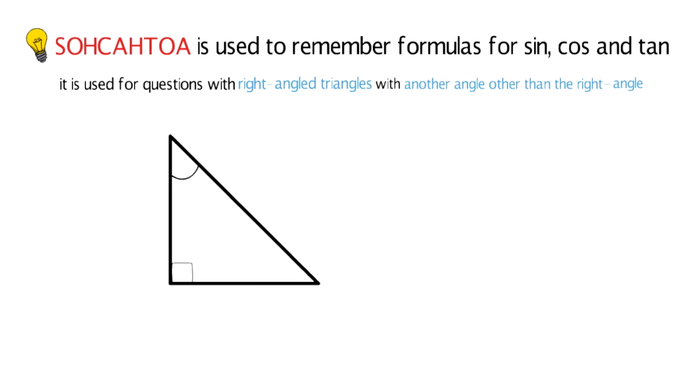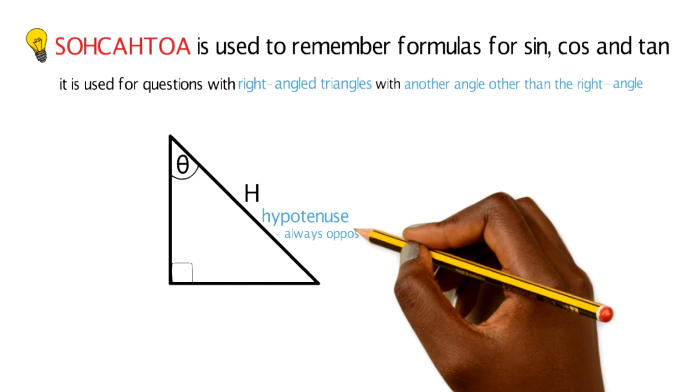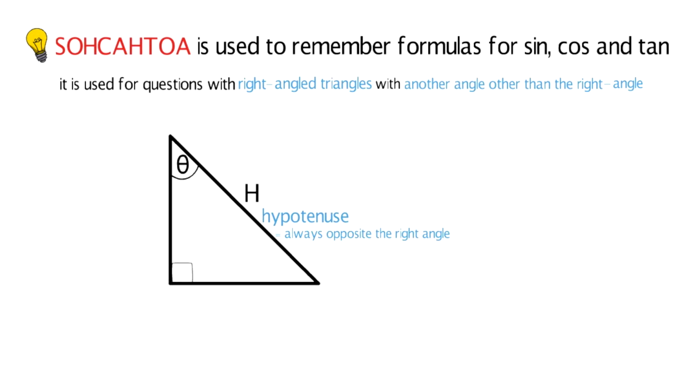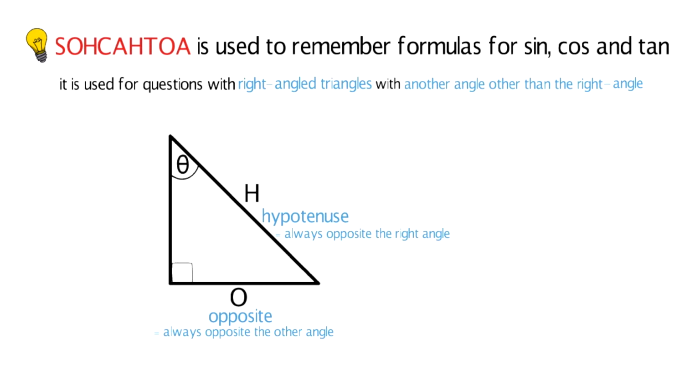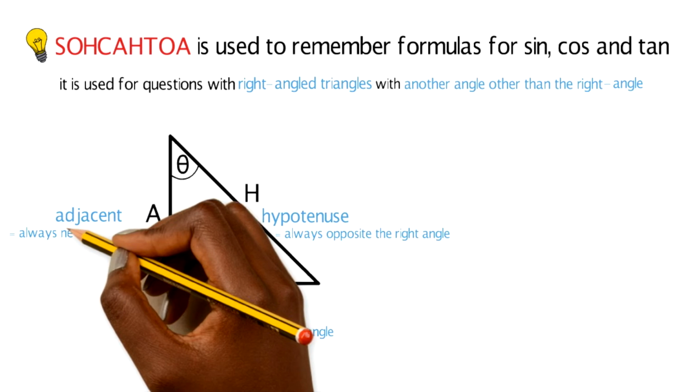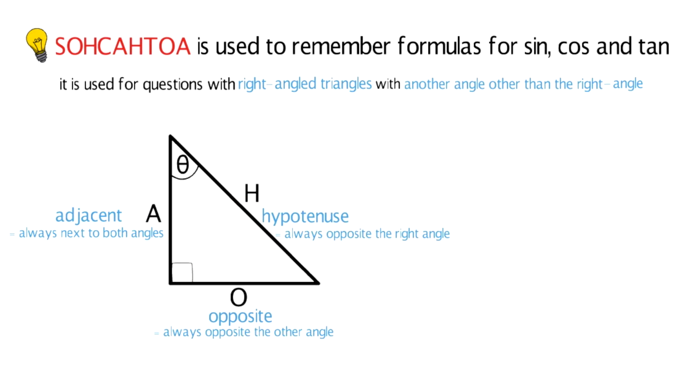So here is our right angle triangle, and we can see we have the other angle represented as theta, also known as the cucumber. So there are three key sides. One is the hypotenuse, which is the line that's always opposite the right angle. That's our H. We've got our O, which is the opposite, which is always opposite the other angle. And we've got our A, which is known as our adjacent. And our adjacent is the line that is always next to both angles, okay?